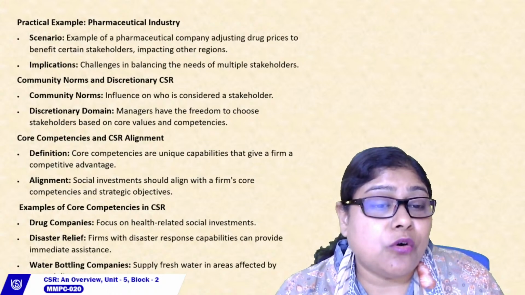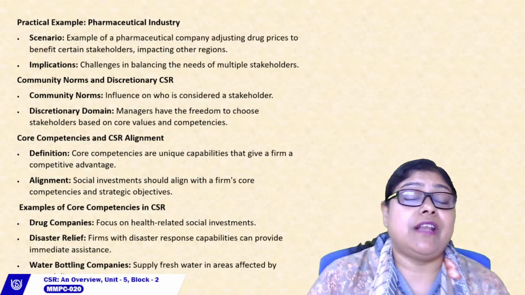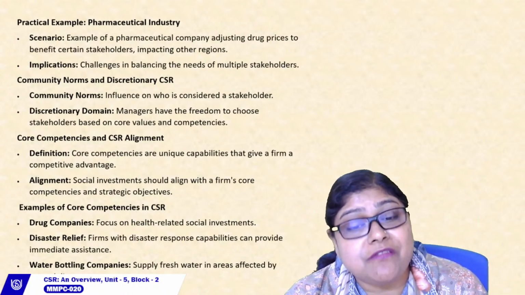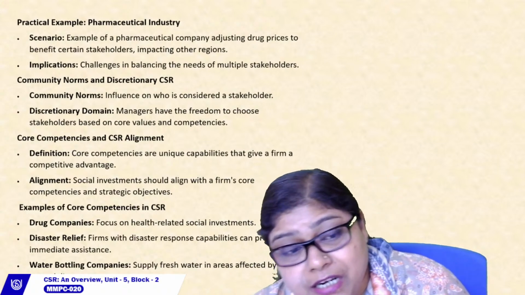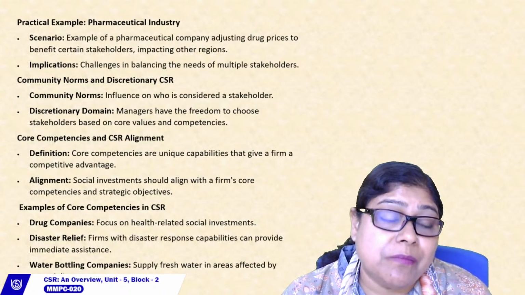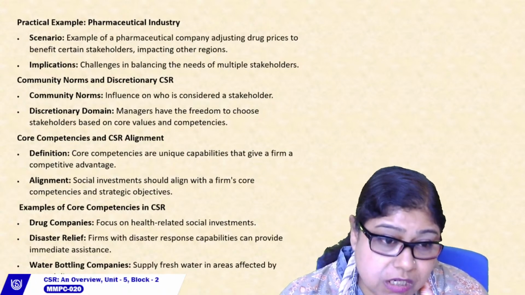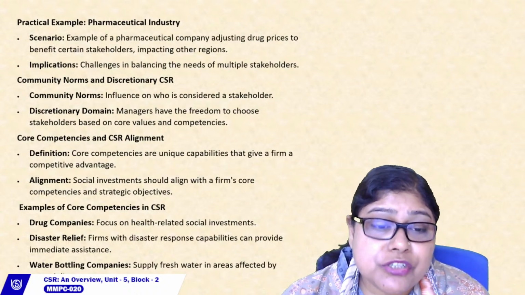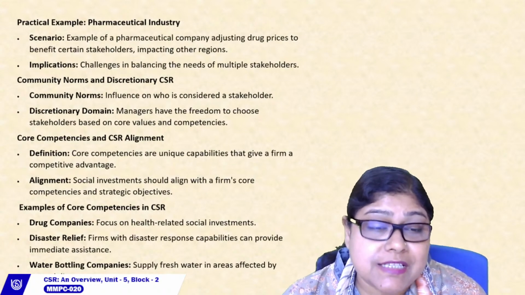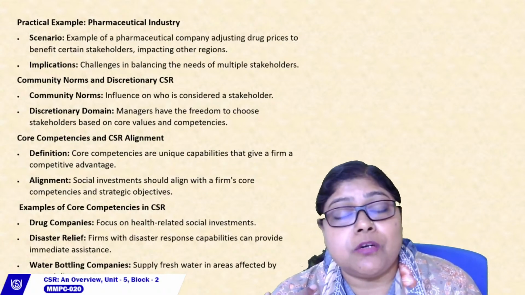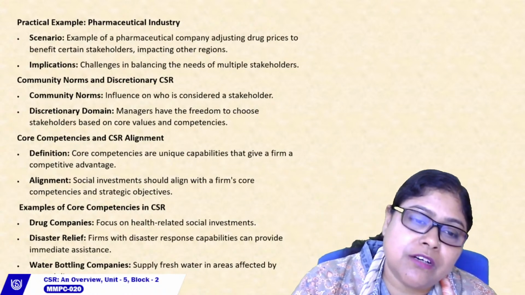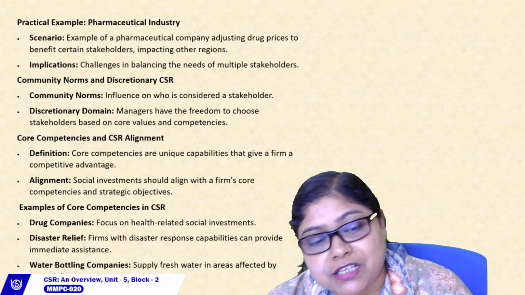Now, when I'm talking about core competencies and CSR alignment, I'm talking about those unique capabilities that an organization has, which give a firm a competitive advantage. So what is the alignment here? The social investment should align with the firm's core competencies and strategic objectives. Then only your business will increase.